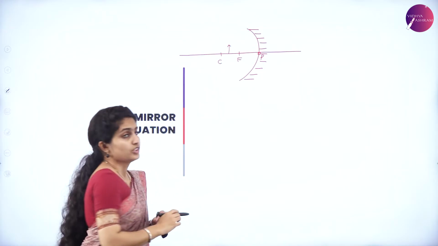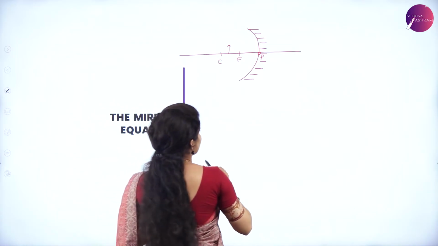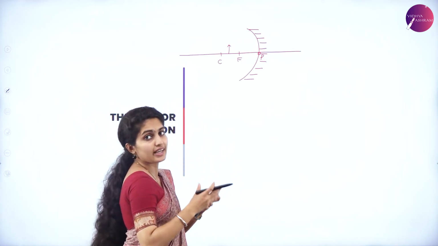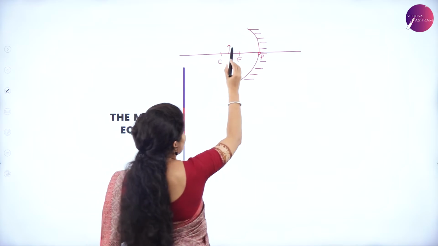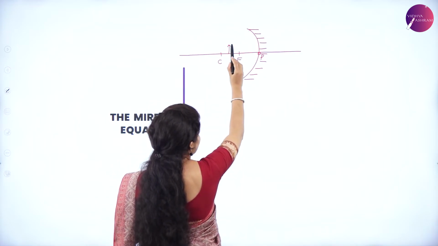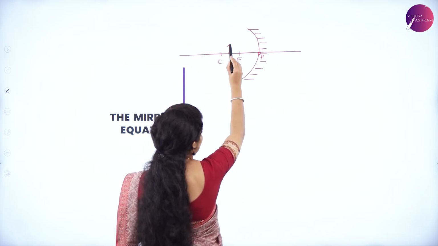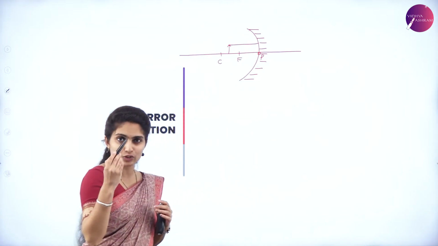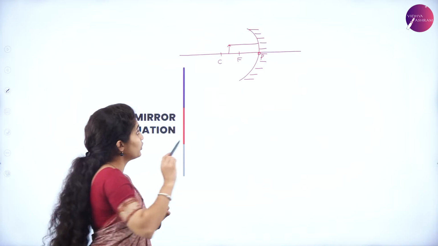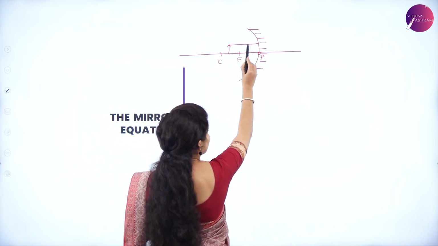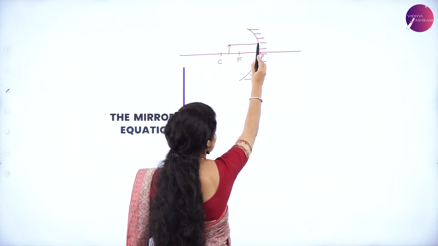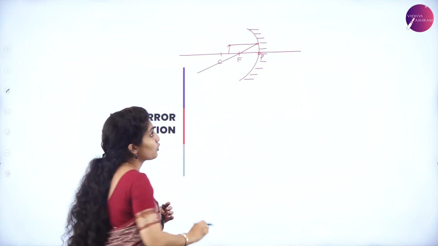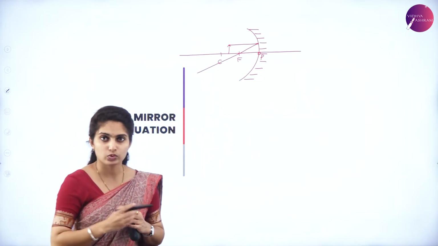So suppose our object is like this, how is the ray diagram drawn? The object is present over here and you have to follow 2 sets of rules. If the incident ray is parallel to the principal axis, it passes through the principal focus according to the rules.